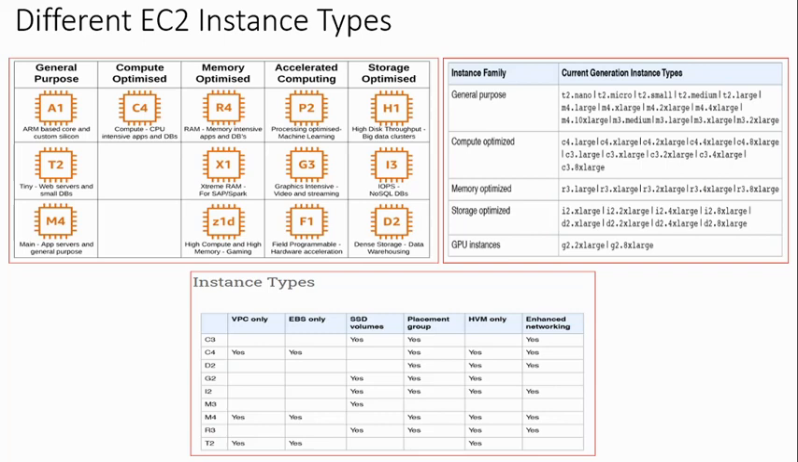Anything on the picture, P is for picture, so graphics. G is graphics, right? F is also film. So remember it this way: P, G, F are for graphics related or accelerated computing. Storage: H is hard disk, I is IOPS, D is disk or dense storage. So remember this way which type it is.